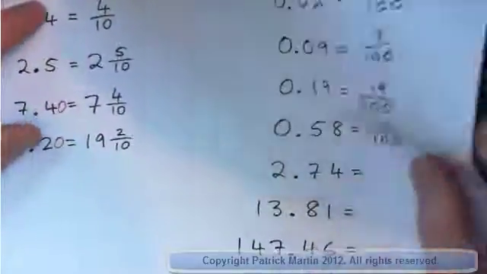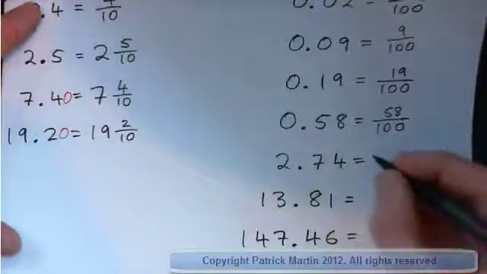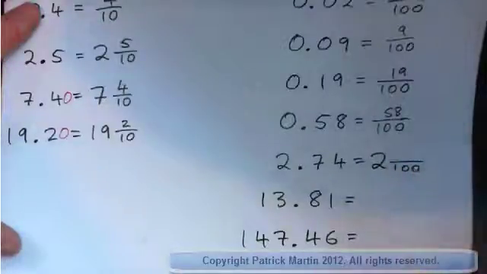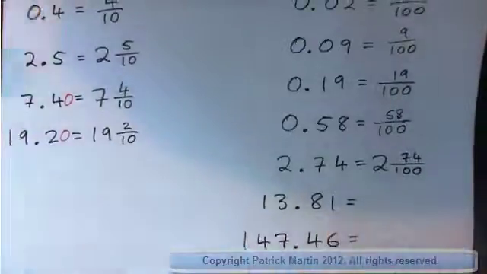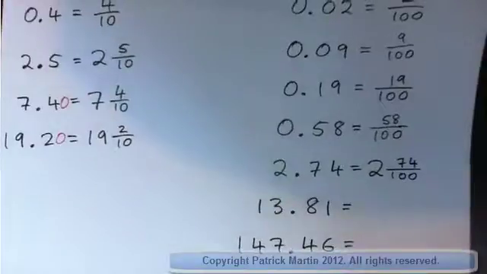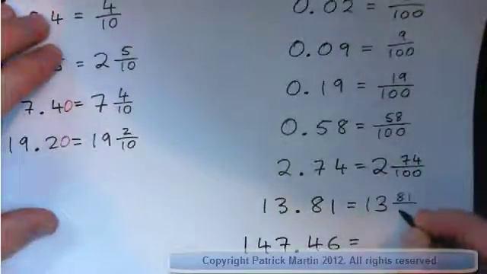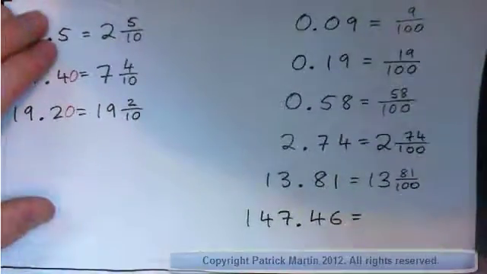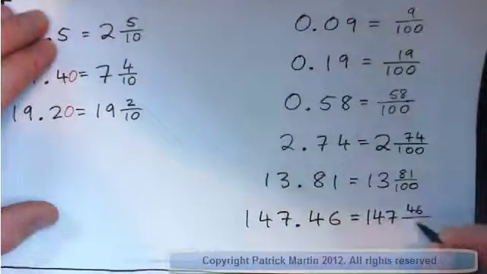How about $2.74? 2.74 is $2 and how many hundredths? How many cents? Well, it's got to be 74, right? So you do this one. 13.81. Write that as a mixed number. $13.81, right? How about 147.46? 147 and 46/100ths, right?